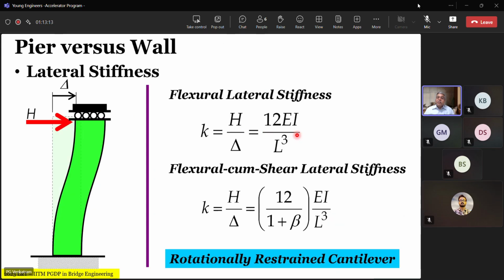Okay. So to understand it in some more terms, let us say that you have a rotationally restrained cantilever. What does rotationally restrained cantilever mean? That the rotation is made 0 at the top of the cantilever and the bottom is fixed itself. Can you give one example of where this situation can arise? Where can we have a rotationally restrained cantilever?